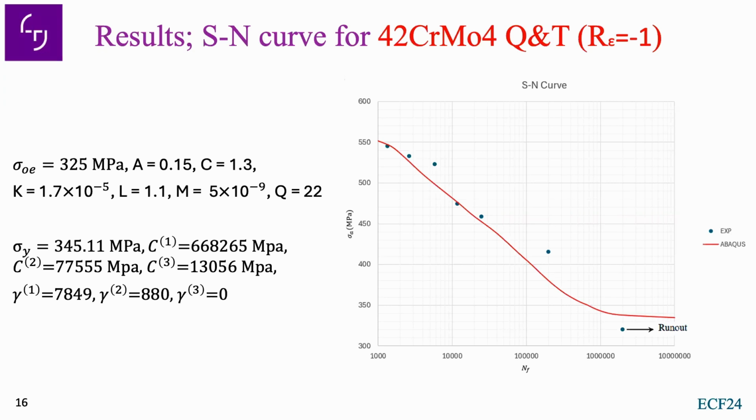To obtain these results, we have to obtain some parameters. As I said before, for example, sigma O, A, C, K, L are some parameters in high cycle, and M and Q are some parameters in low cycle. These are related to the Chaboche model.